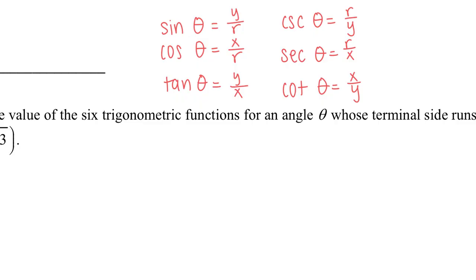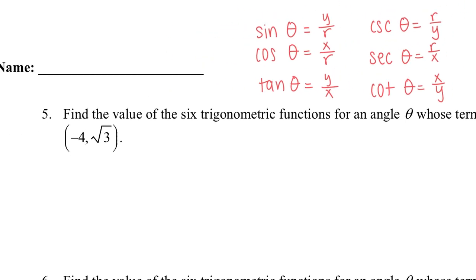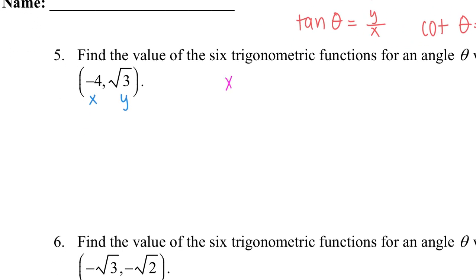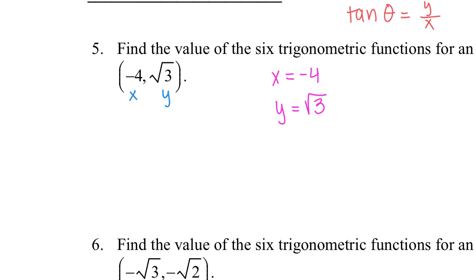Okay, keep in mind, I do know my x and my y. So for these, I have to have x and y and r, okay? So looking at this one, I have x, I have y, and I have to go ahead and find my r. So just labeling, I have x, which is -4. I have y, which is the square root of 3. And I'm going to solve for r. How am I solving for r? X squared plus y squared equals r squared.